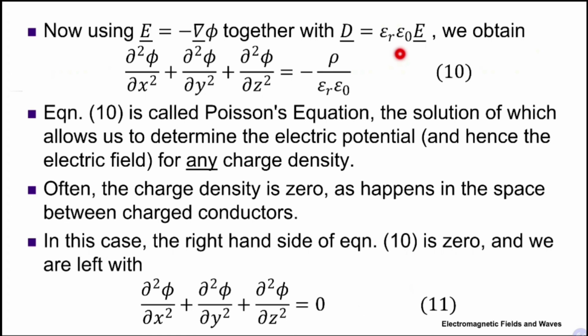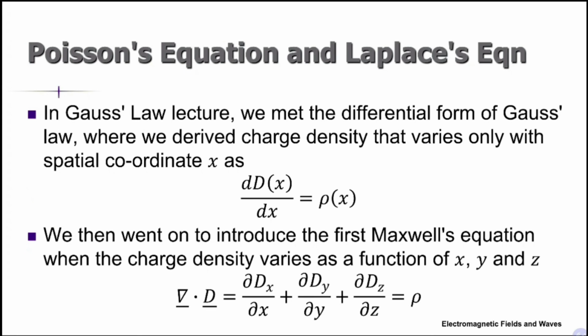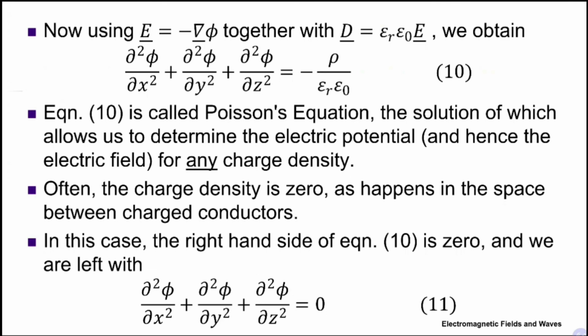And then in this lecture, we talked about the electric field being equal to minus the gradient of the potential. And we know that the electric flux density is equal to epsilon r epsilon naught times the electric field. Therefore we can expand these equations into the second derivative of the potential. And this is known as Poisson's equation. This allows us to solve for the electric field from the electric potential.